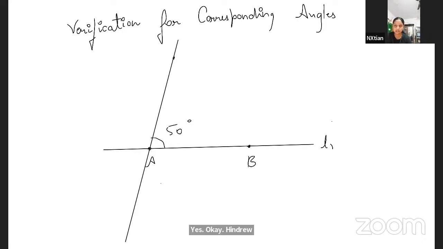So 50 degree here people get, okay? Same thing, repeat it with point B. Place your center of the protractor at point B and mark a dot here at 50 degree again.